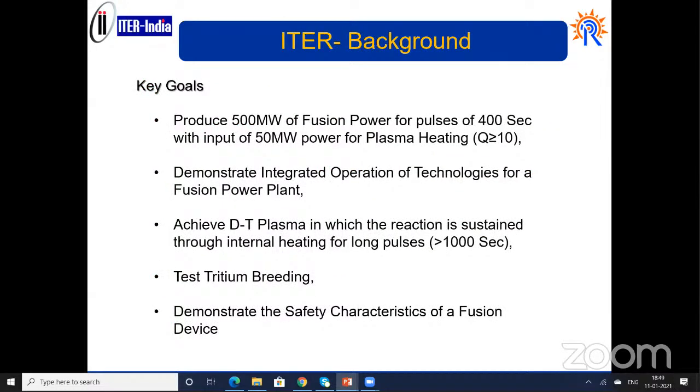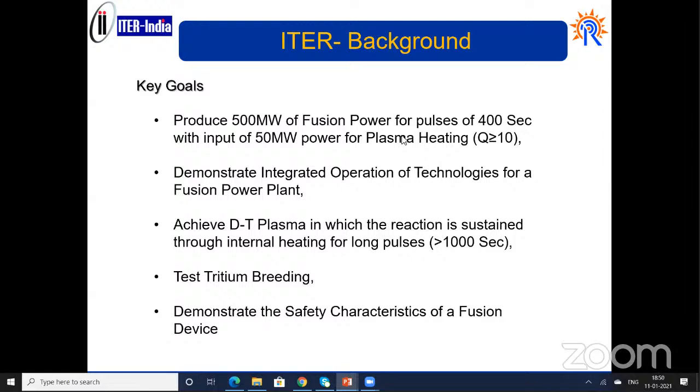It's a very big project. There are some statements that set the objectives of the project, which talk about producing 500 megawatt of fusion power for up to 400 seconds. When this happens, the input power will be 50 megawatt, so the power amplification factor is Q greater than 10. This is the most important objective of ITER.